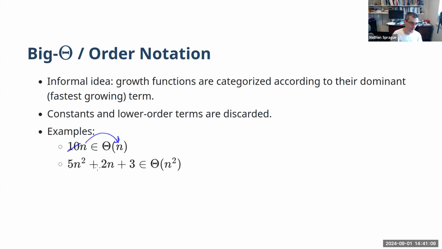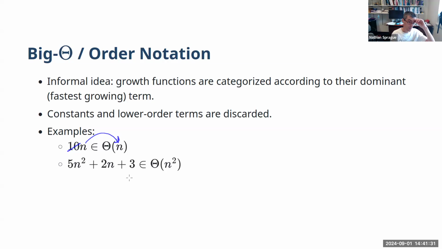Let's do another example. So 5n squared plus 2n plus 3. So maybe we worked really hard to analyze some algorithm, and it had a set of nested loops that each had been done n times, and so on. And we ended up with this growth function 5n squared plus 2n plus 3. That's exactly how many steps this algorithm performs.